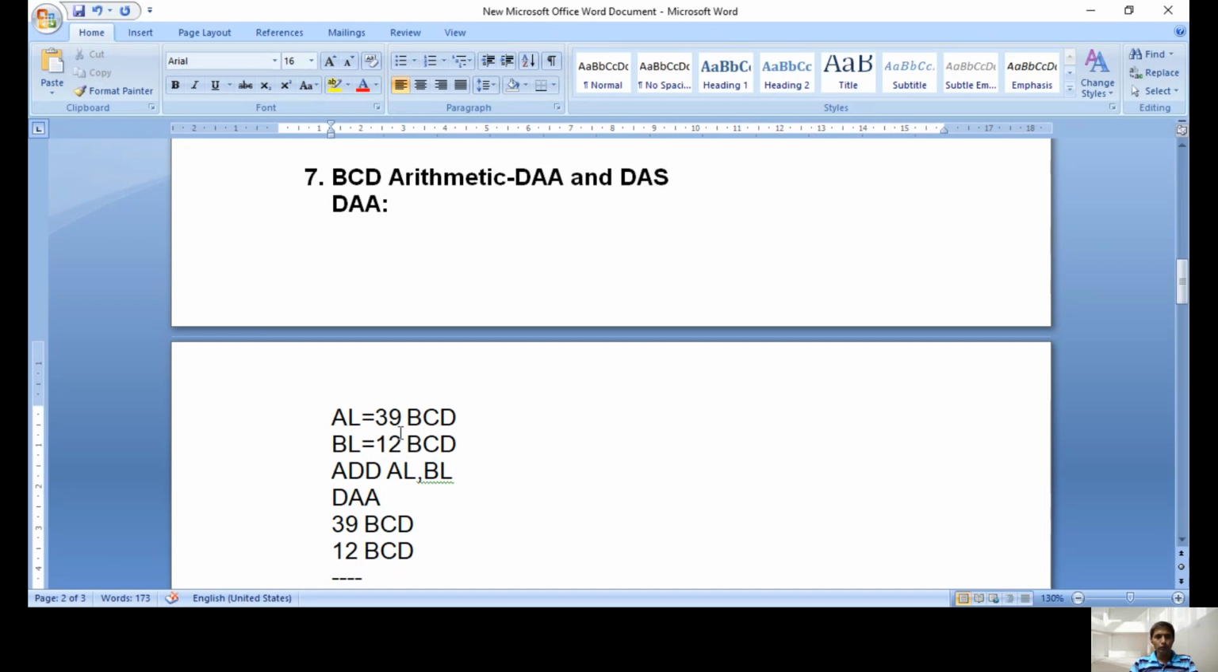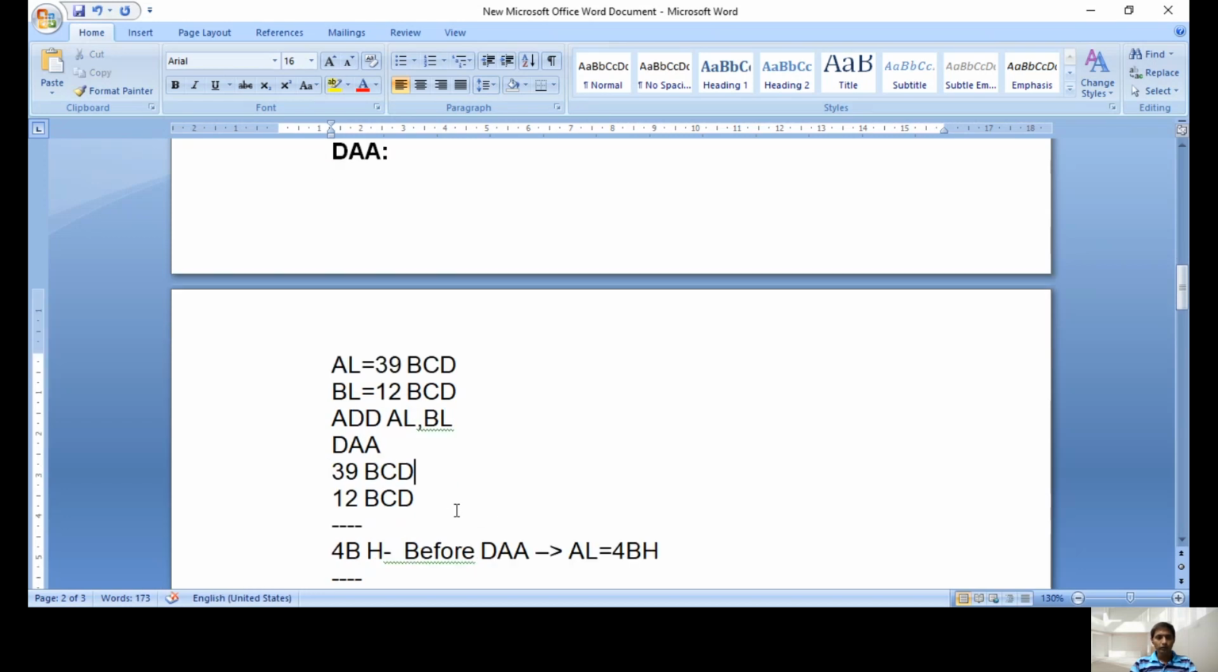12 is also BCD. Now I'm taking two BCD numbers. Then I'm performing ADD AL, BL. So the content of AL is added with BL and the result is stored in AL. Let us see what happens after performing ADD AL, BL.